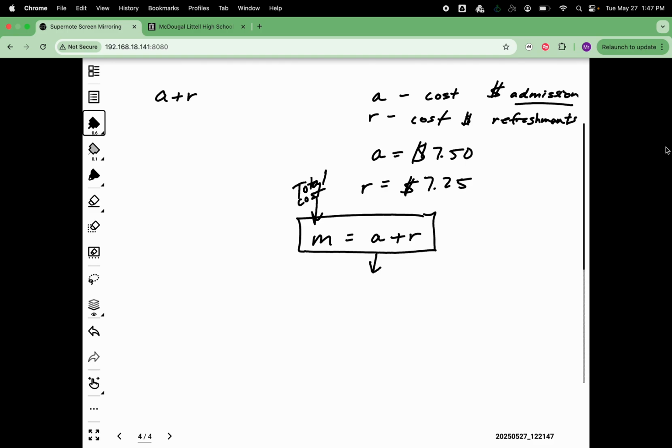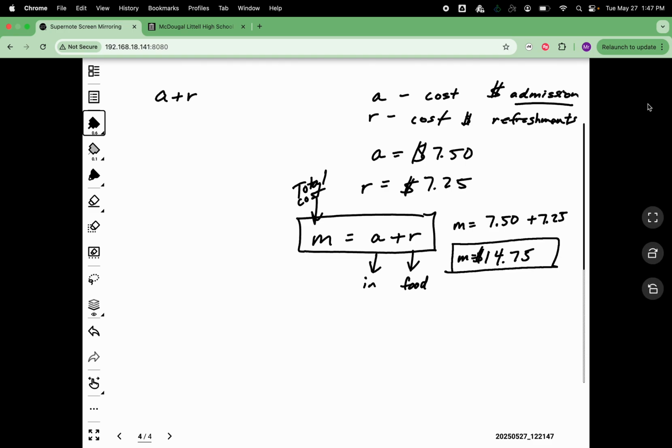A was our cost of getting in, and R is for my food when I'm there. So we just plug it in. M equals 750 plus 725. Put them together, and that's going to be 1475, the total cost to get into that movie.